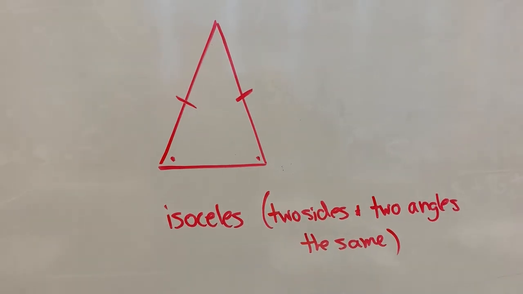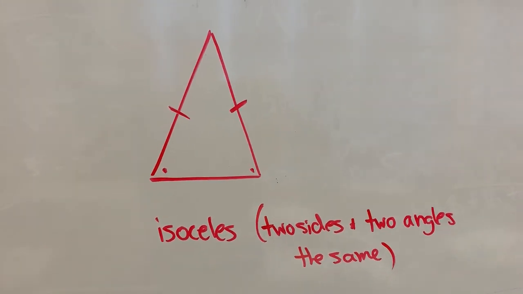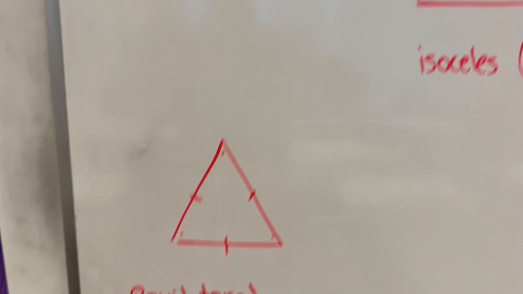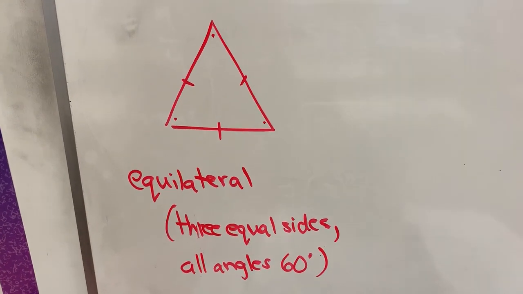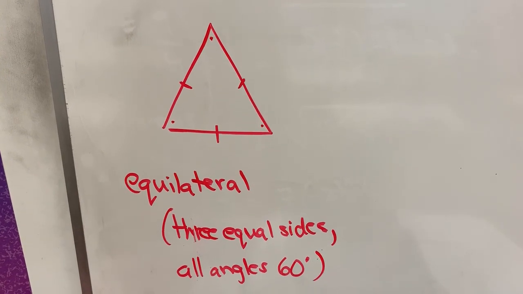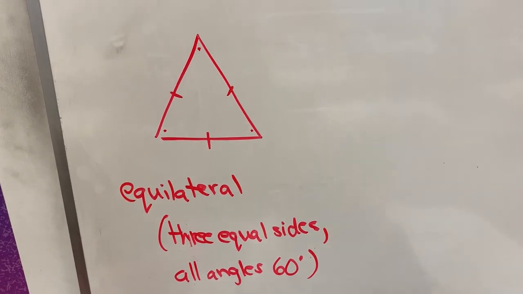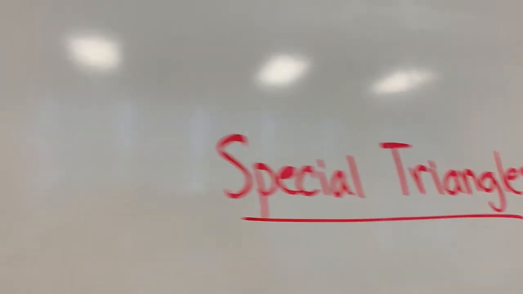2 that are the same, which means 2 angles are also the same, is called isosceles. And equilateral is when all 3 sides are the same, which makes all angles the same. And since the angles have to add up to 180, it means that they must all be equal to 60 degrees. So we're going to talk about something in this lesson called the special triangles.